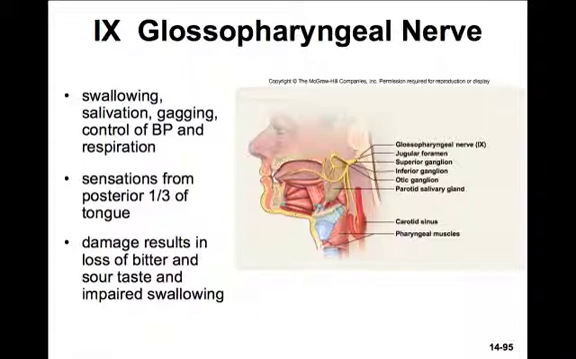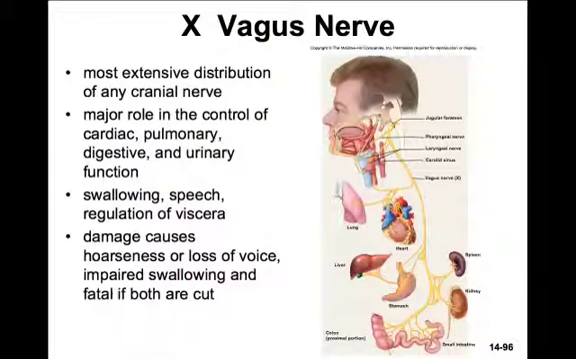9 is the glossopharyngeal nerve. Glosso being the tongue, pharyngeal being around the pharynx. So it's involved in swallowing, salivation, gag reflex, and control of blood pressure and respiration. It also takes sensations from the posterior 1/3 of the tongue. Damage results in loss of bitter and sour taste and impaired swallowing.